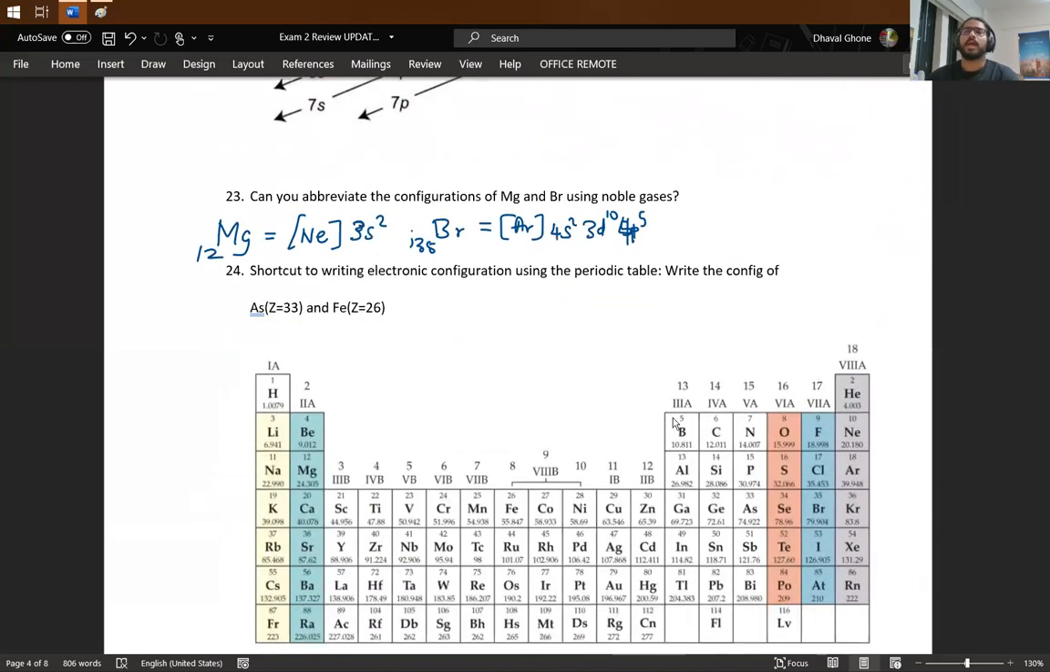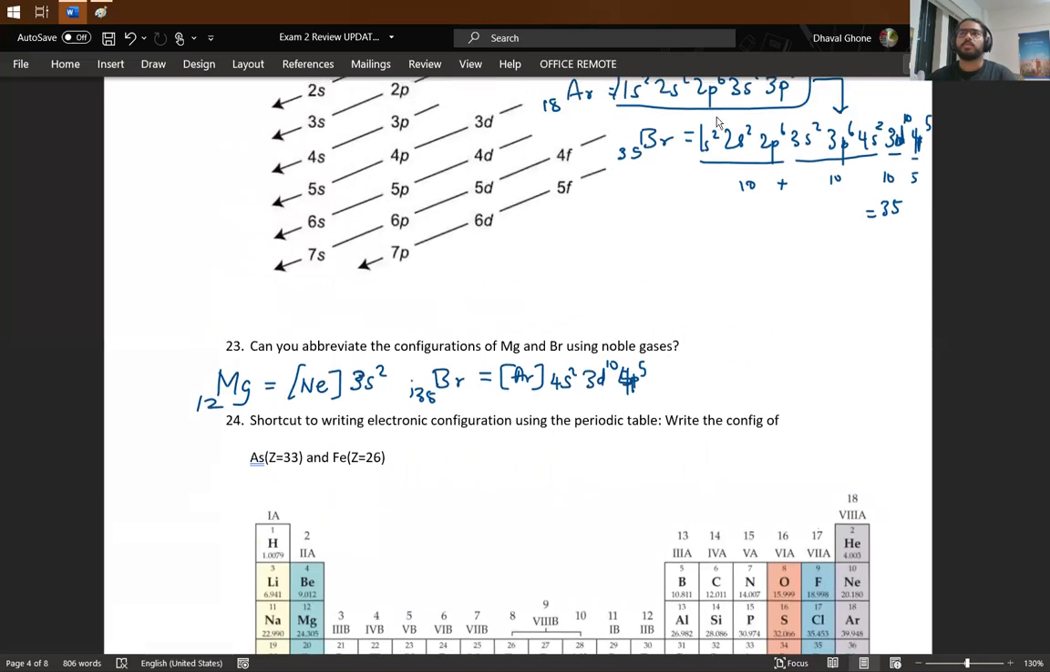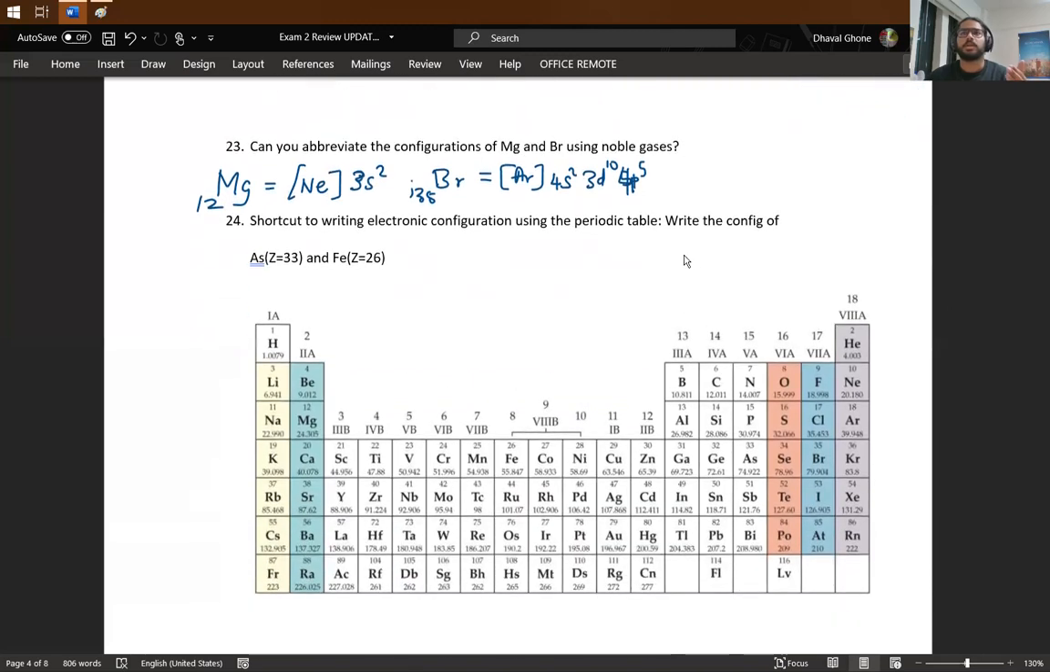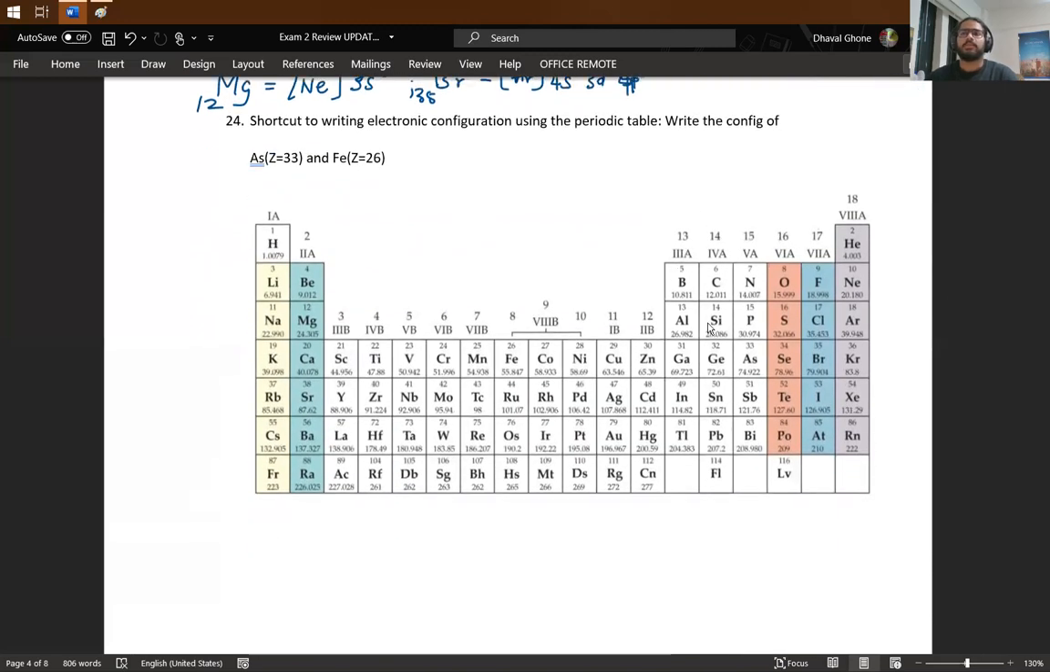Okay. And so writing the abbreviated configuration is very convenient because it shortens the configuration by much. I saw bromine had a big configuration. Now it's just 4 things in there. But the problem is if you want to write both of them together and then combine it, it just wastes time and defeats the purpose. So there's a shortcut way of writing abbreviated configurations if you have your table on hand. And so I'm going to use the example of astatine and iron.